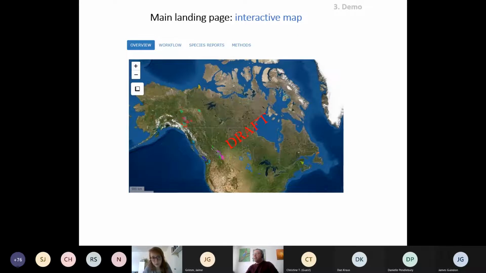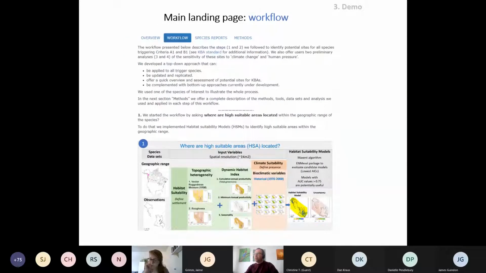This one is the main landing page, and we ran the analysis for 25 species or so, and this is an example of the final visualization tool for all the sites. This is just a draft because we are in the process of evaluating this tool, but let me just show you the four tabs that we have here. The first one is the workflow.